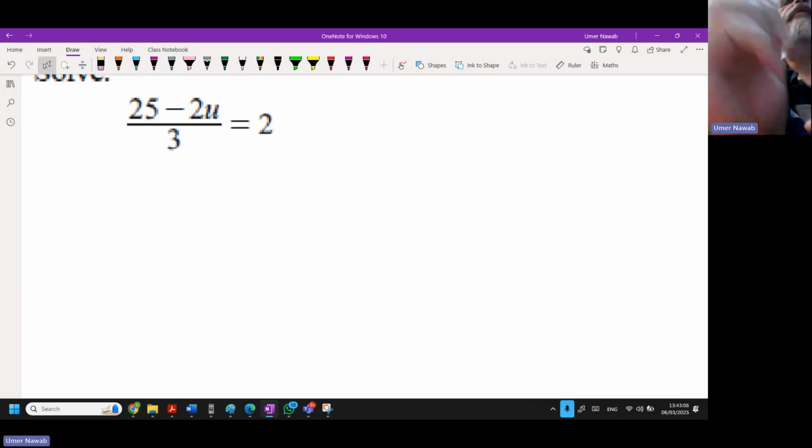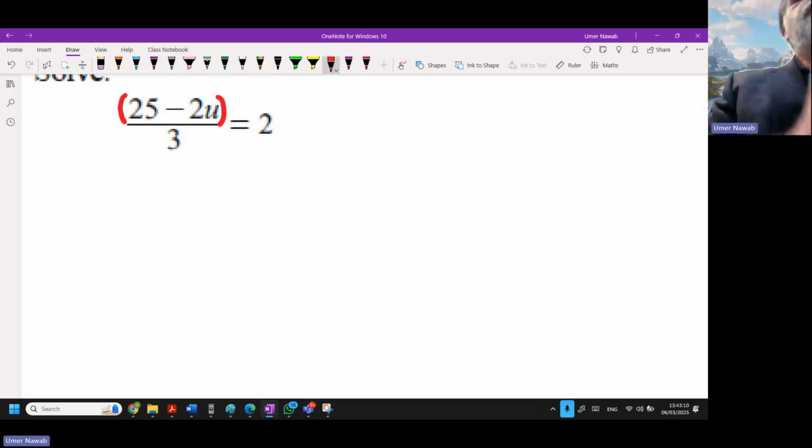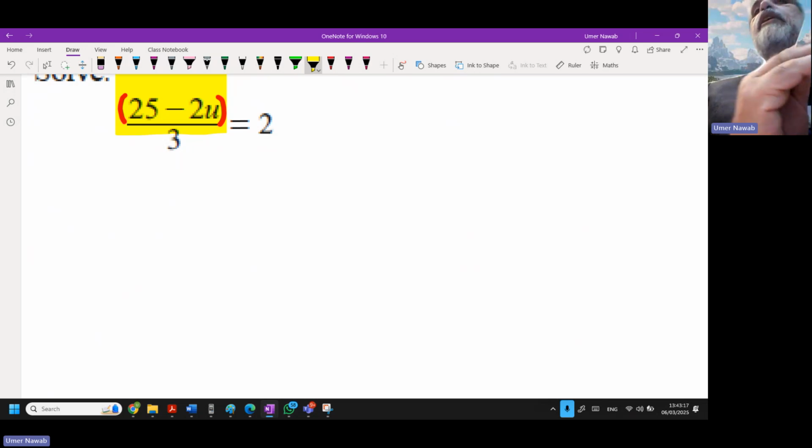Now, in this type of question, you can see the numerator has 25 minus 2u. So the good thing is this: whenever more than one term is seen either in the numerator or denominator, enclose it within a bracket. So I have put the brackets.